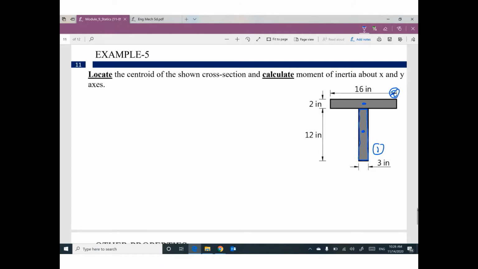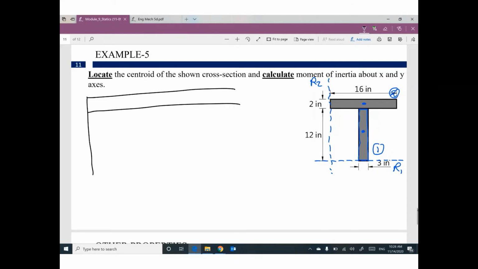I will assume my reference at the lowest edge and at the farthest left edge. Reference number 1, reference number 2. Then I will set up a table for the centroid. Number of parts: we have part number 1 and part number 2. What is the area of each part? Part number 1, we have 3 times 12, which is 36. Part number 2, we have 2 times 16, which is 32.